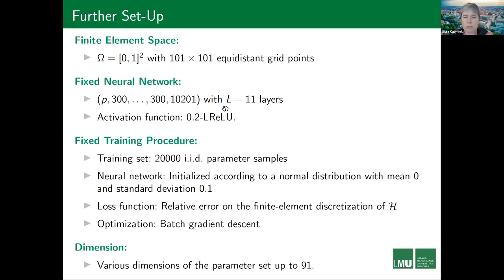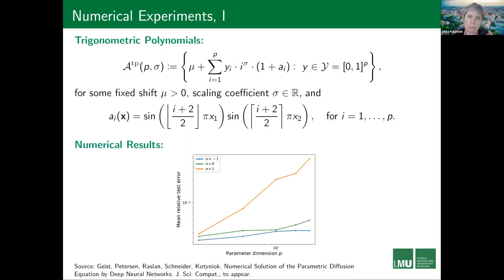We have 11 layers. We have this activation function, the so-called leaky ReLU. We always use the same number of parameter samples. We always initialize in the same way. The loss function is always the same, and the optimization is exactly the same procedure. The dimension varies up to 91, which doesn't sound like a lot, but in that area it's already a huge dimension.